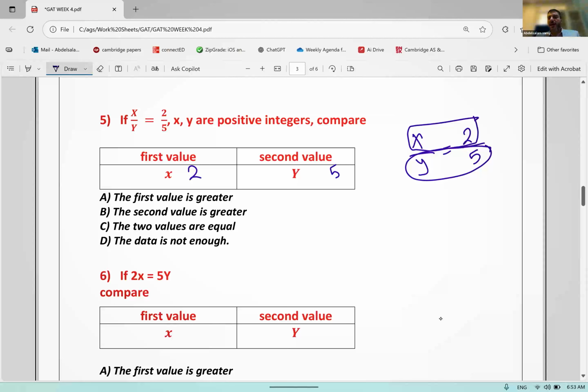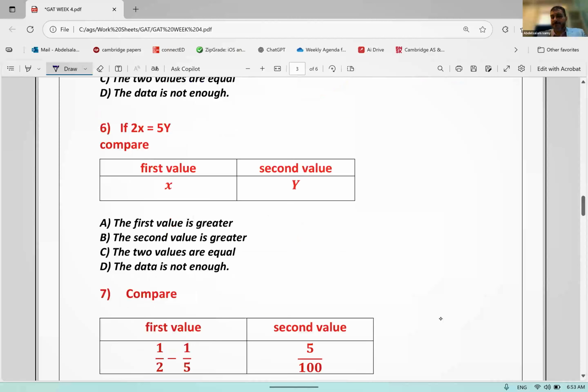You will say, Mr., I always say no, this is one of these scenarios. I can consider that X 4 and Y 10, X 6 and Y 15, and so on, multiples. But I prefer to use the simplest form. It means that the second value is greater.